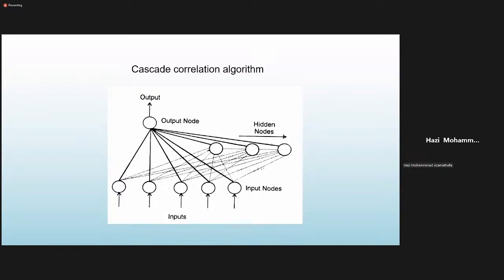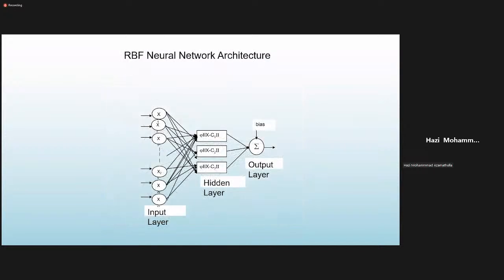Another one is Cascade Correlation. Here hidden nodes keep on being added until you get good results, judged by mean square error, root mean square error, average error and so on. This is the Cascade Correlation algorithm, and it is all available in MATLAB code. Okay, next please.